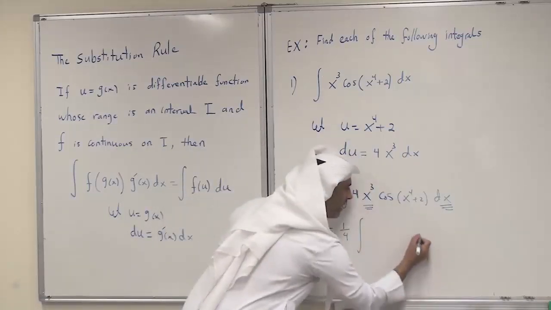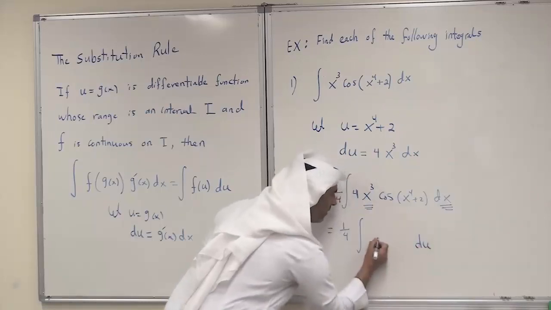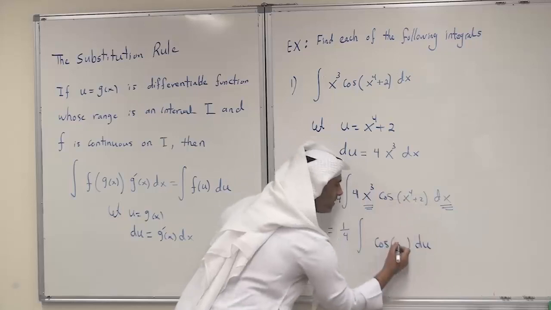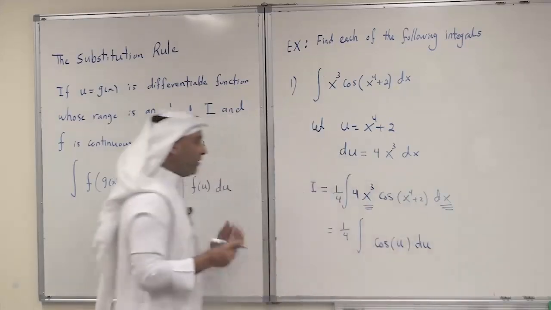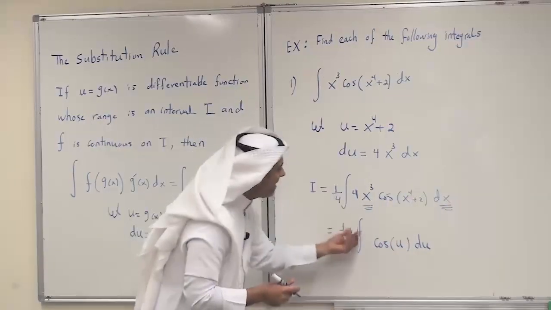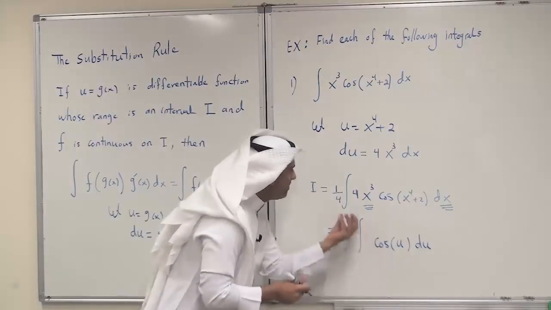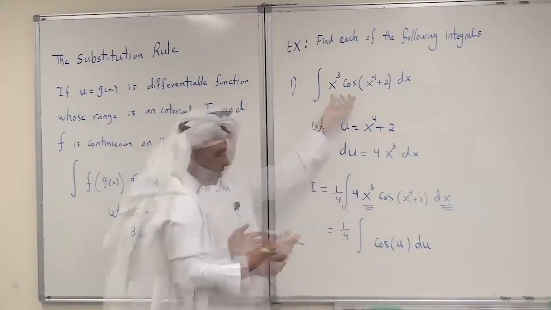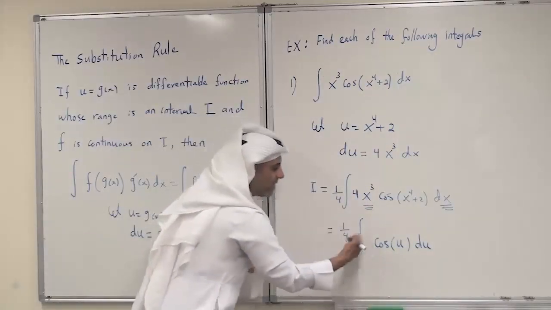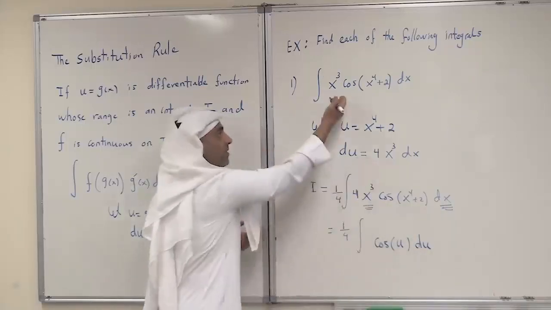So what do we have here? We have du, and we have cosine of our substitution, x to the 4 plus 2, which is equal to u. Now look at the first integral and the last one. The last one is much easier than the previous one.